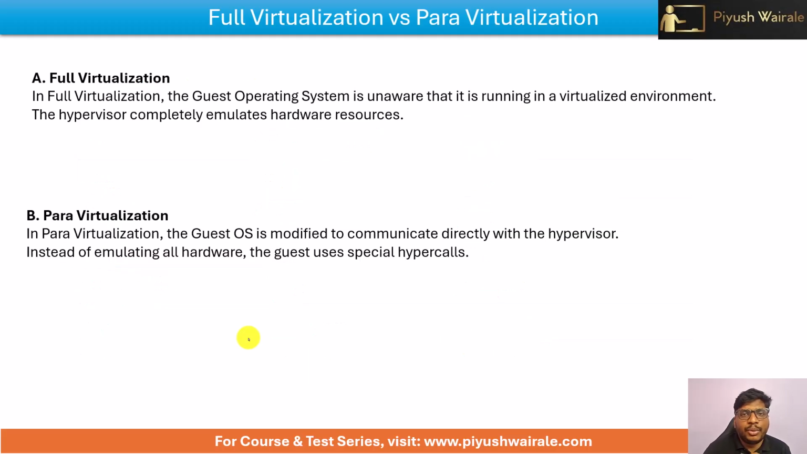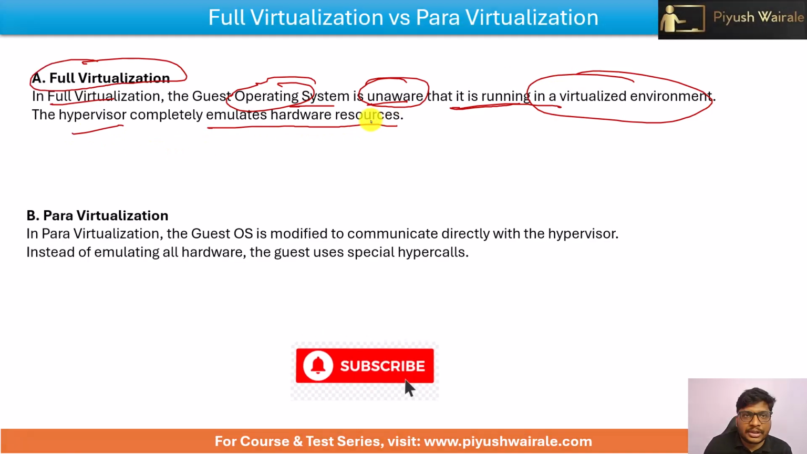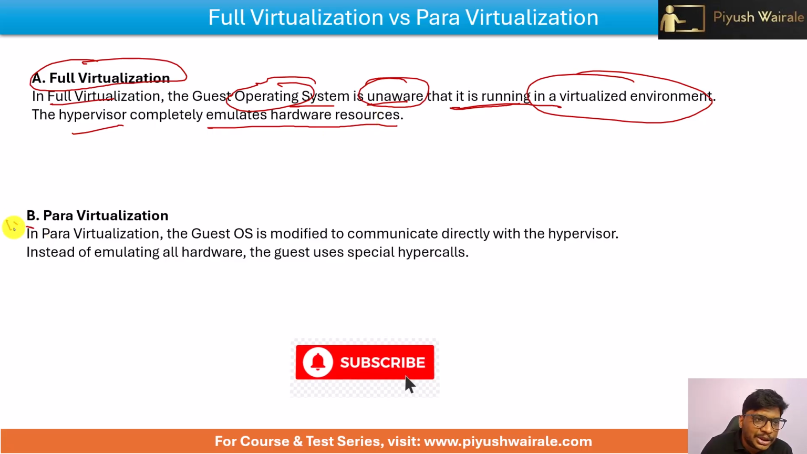Now here we have 2 more important things that deal with virtualization. First one is full virtualization and then we have para virtualization. In the case of full virtualization, the guest operating system is unaware that it is running in a virtualized environment. You can see the hypervisor completely emulates the hardware resources. Okay, now what about para virtualization? As the name suggests, para virtualization.